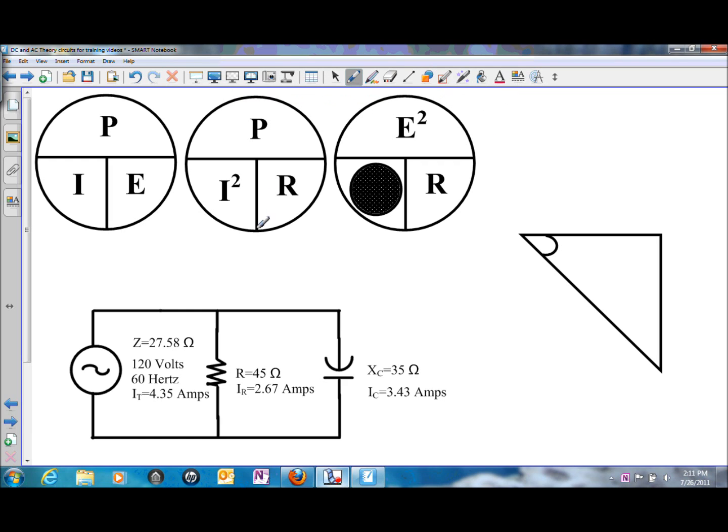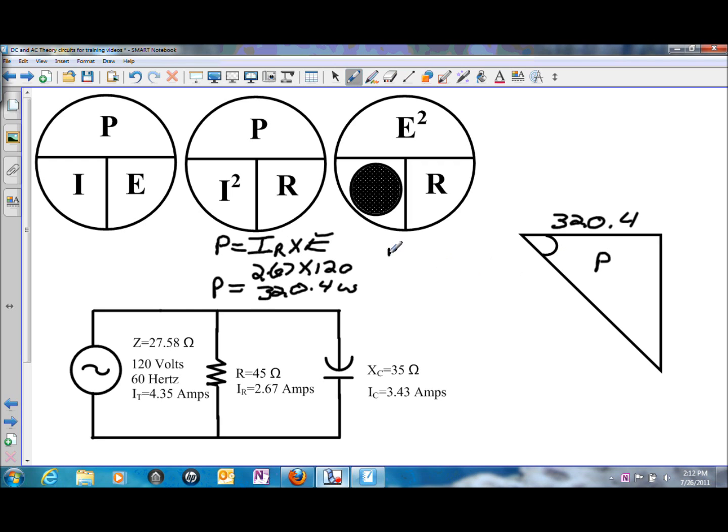Do the first two, use I times E, and I'm going to use the resistive current times the voltage. So the first one will be 2.67 amps of resistive current times 120 volts. And that will give us, for the resistive portion of the triangle, 320.4 watts. And that will go here on the triangle for building the power triangle.